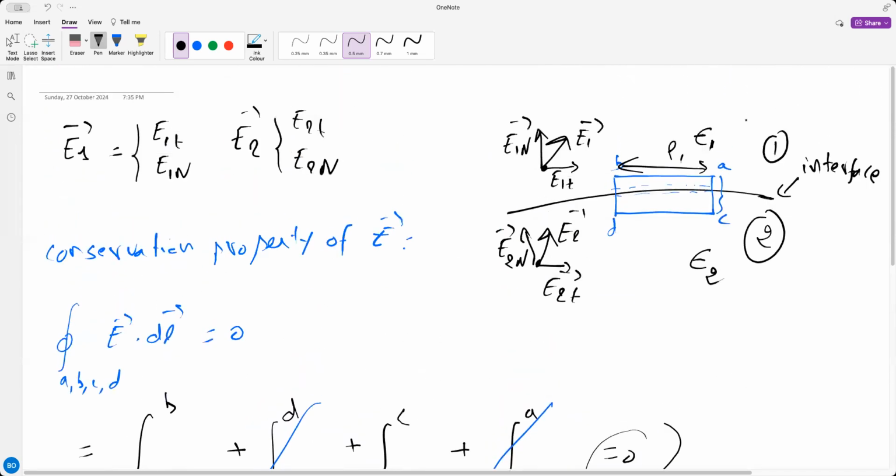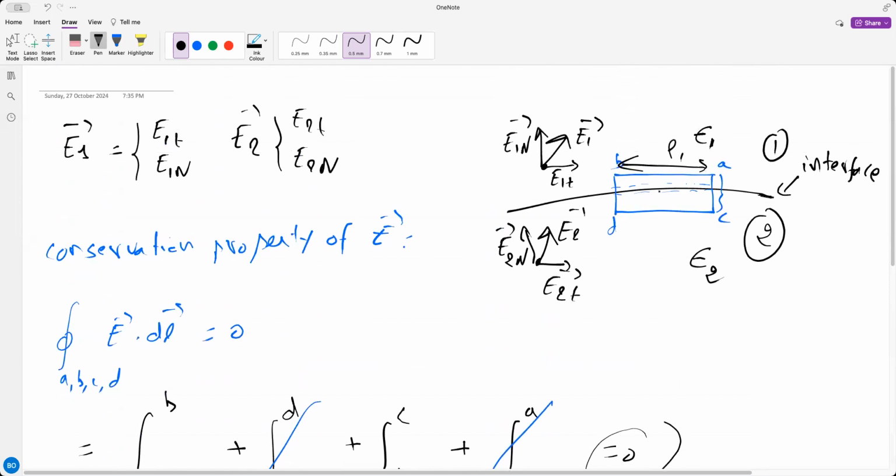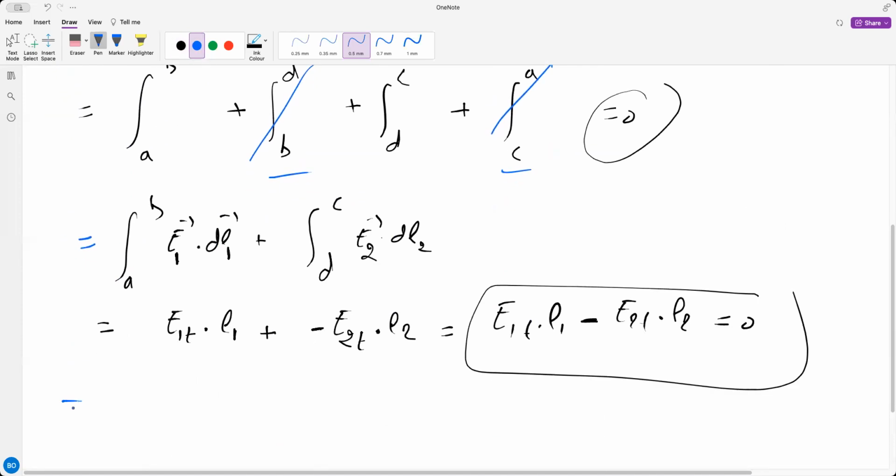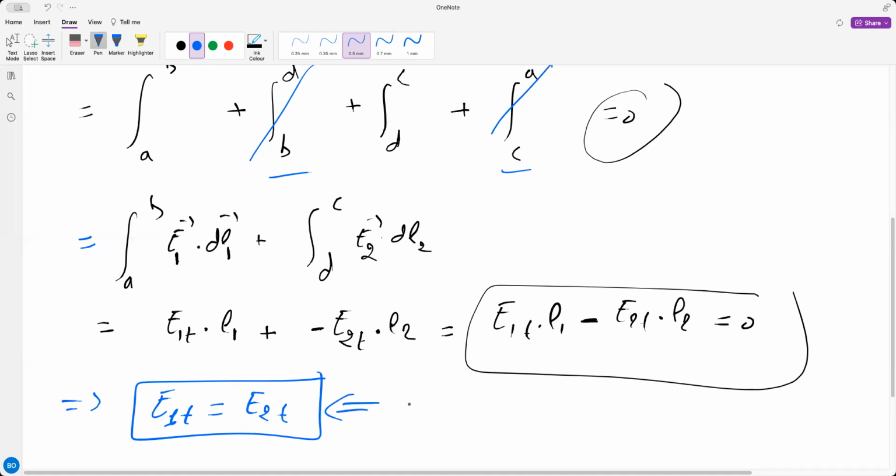Now, we have chosen the rectangle in such a way that L1 is equal to L2. From this, you can easily see that the boundary condition for any medium is that the tangential components of the two electric fields must be equal, because of the conservation of the electric field. This is for any two media. So this is one boundary condition. Any question?